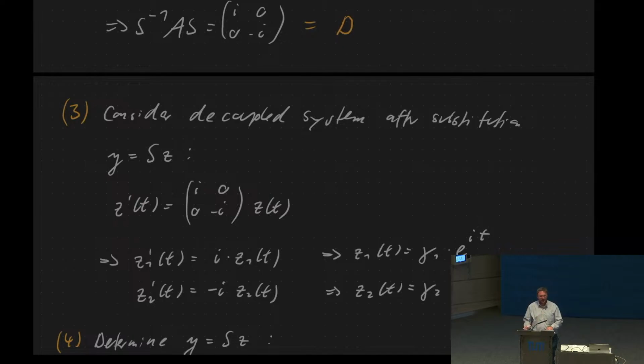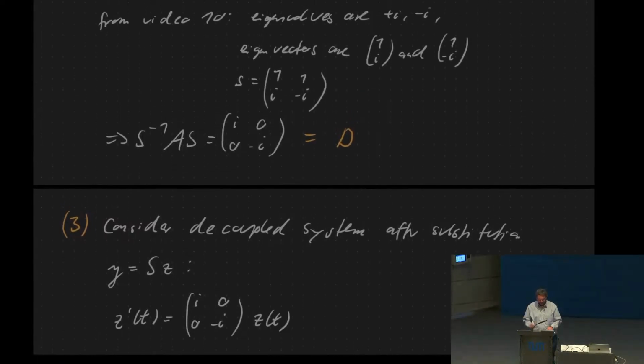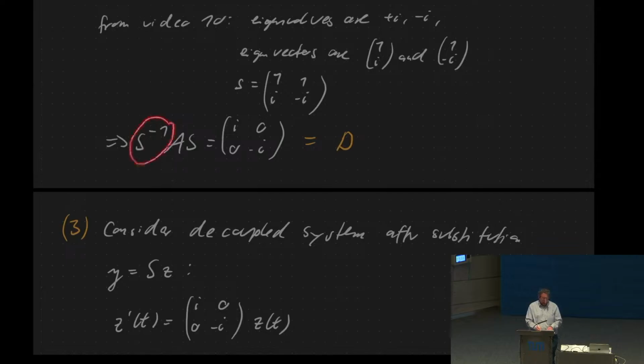There's a question? Yeah, so I didn't have to compute the inverse of S here actually, because I know if S contains the eigenvectors, then the result of this transformation will be a diagonal matrix that has the eigenvalues on the diagonal.